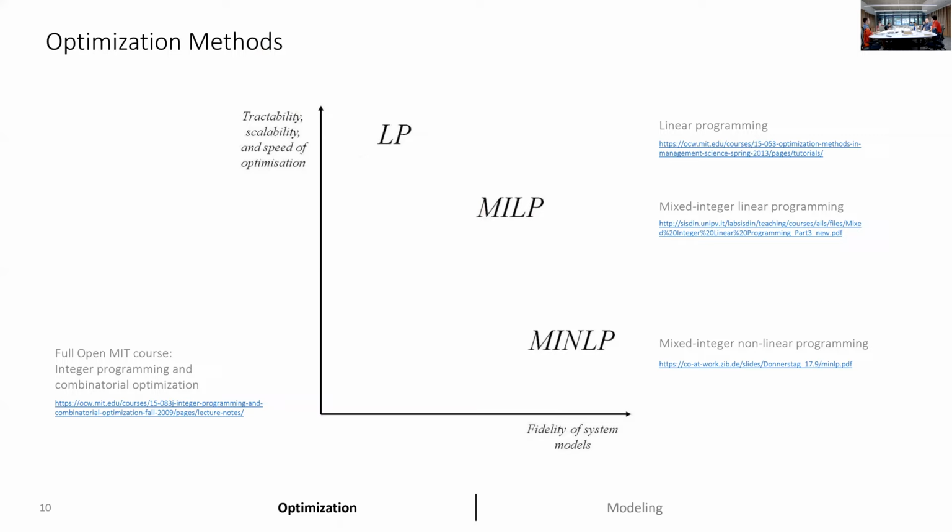Right. But yes, your model definitely sets the stage for the optimization. And so if you have a super accurate model, but that is non-convex, then you're going to have a very hard time to get a decision that's optimal. Right. There's trade-offs you need to take.